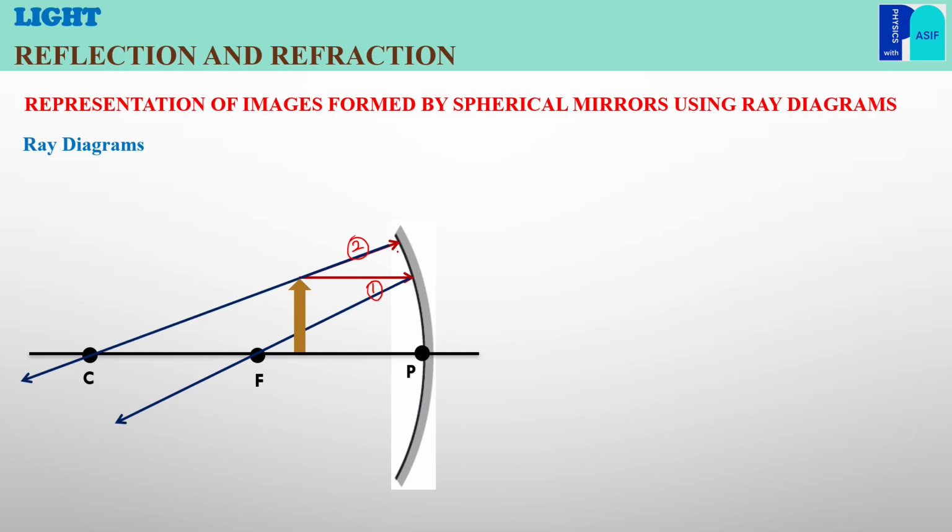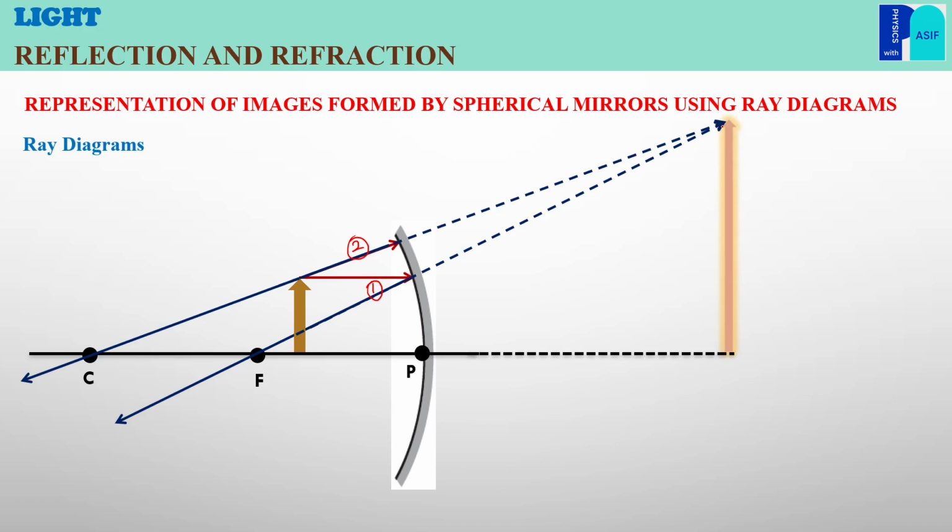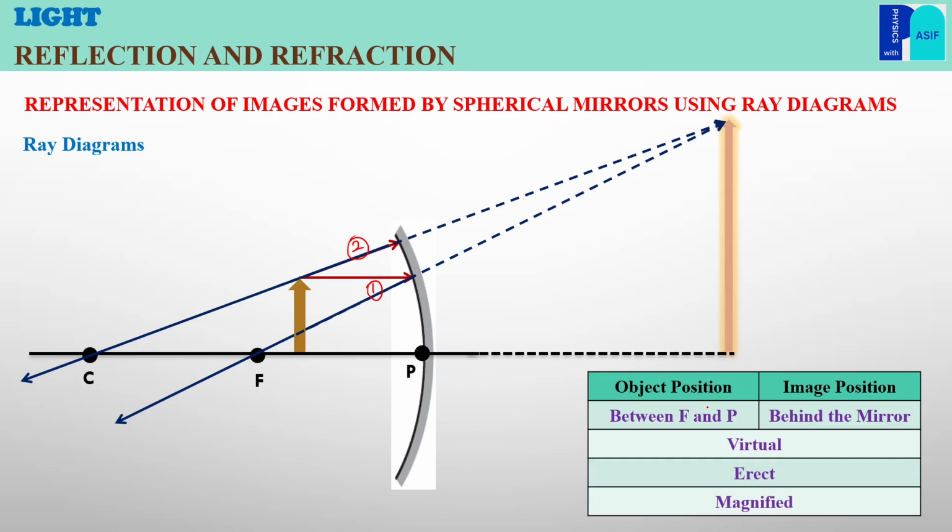So if you extend these rays behind the mirror, they will meet at a point. That means the image of the object is formed behind the mirror, therefore it is a virtual image. And if you observe the size of the image, it is bigger than that of the object. Therefore, in this case, when the object is placed between F and P, the image is formed behind the mirror and this image is virtual, erect and magnified.